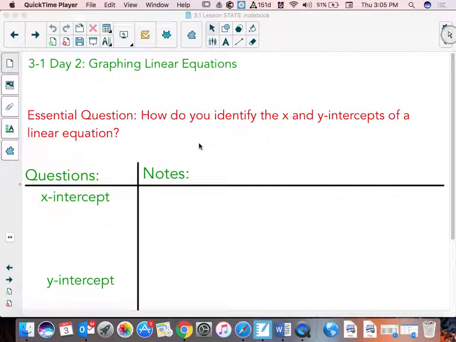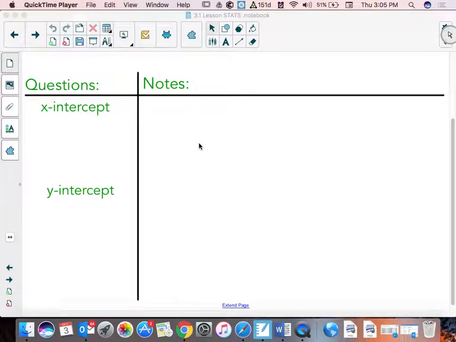Section 3.1, Day 2, Graphing Linear Equations. Essential question: How do you identify the x and y intercepts of a linear equation? All right, so in this lesson, we are going to talk about two things. They are the x-intercept and the y-intercept.